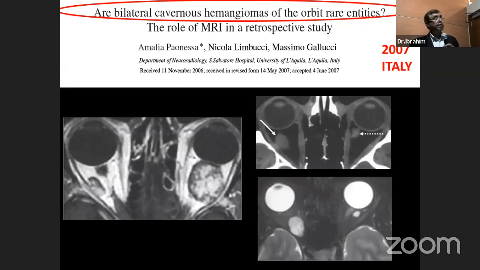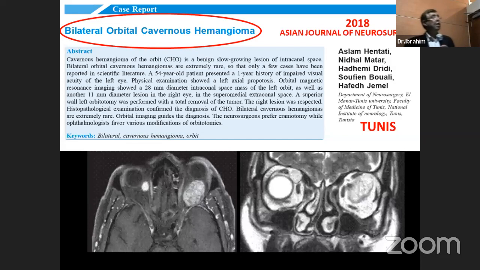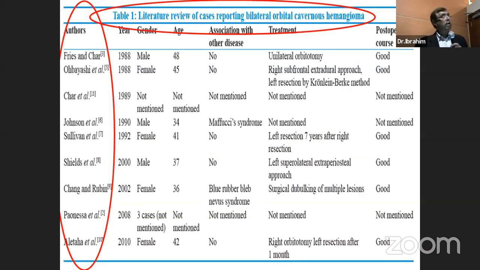Can they be bilateral? Yes. The paper asks, do bilateral cavernomas exist? Are they real? Yes, they are. So they show these cases of bilateral cavernous meningiomas or cavernomas. Bilateral orbital cavernous meningioma, still using the old name. This is published in the Asian Journal in Tunisia. Tunis and Morocco are active in publication, far more than Egypt and Libya and others. So they put the literature where they have bilateral orbital cavernomas, the authors and the cases. So bilateral cavernomas do exist.